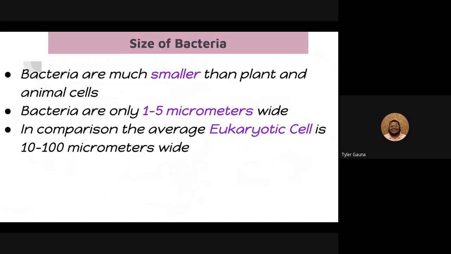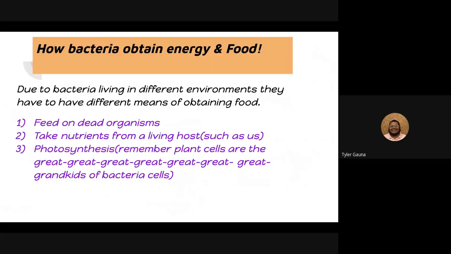So bacteria are very small. When you look at a bacterium cell compared to a plant or animal cell, they're very small, only 1 to 5 micrometers wide. When you look at a eukaryotic cell, which plant and animal cells are, those cells are 10 to 100 micrometers wide. And then we have ways that bacteria obtain food and energy.